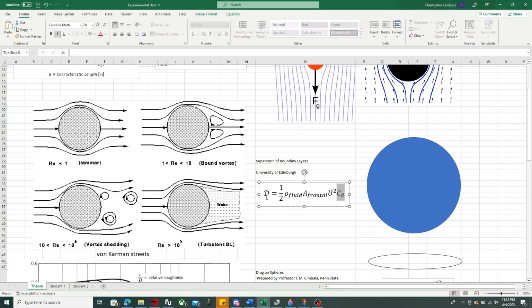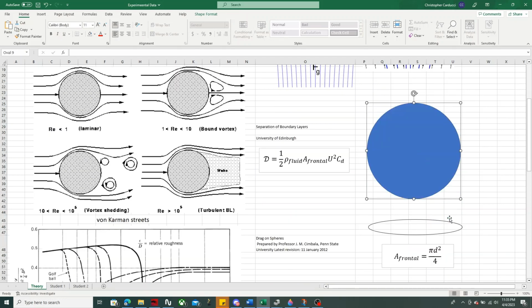Hint, hint for the lab. Essentially, you run some experiments, figure out what the drag force is for a body moving at some certain speed with some frontal area. So this frontal area is essentially the projection of whatever body is into the fluid. So in this case, you have a sphere, it becomes a circle.